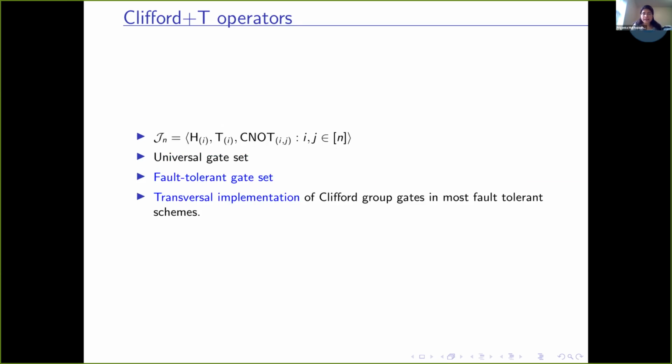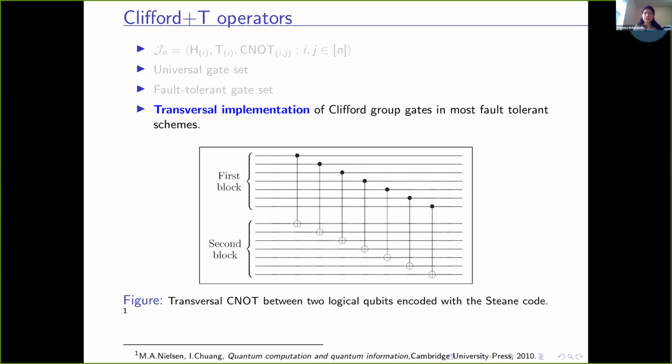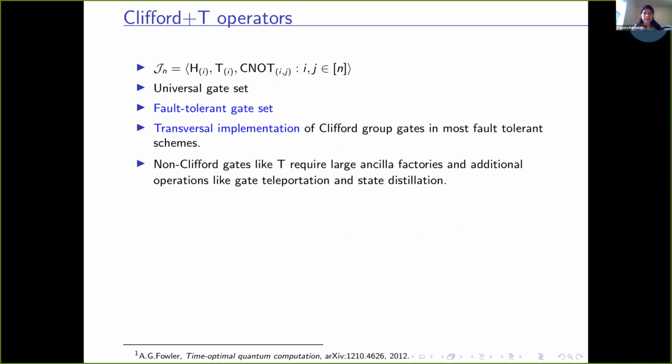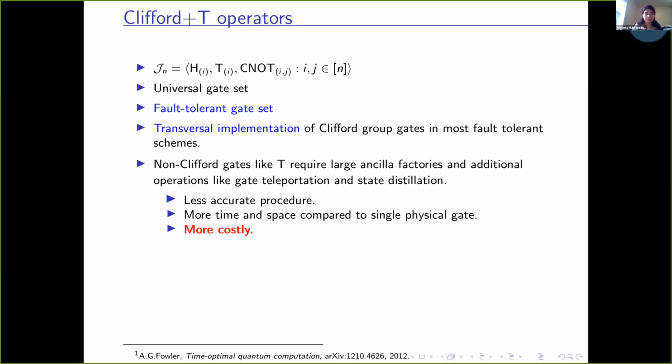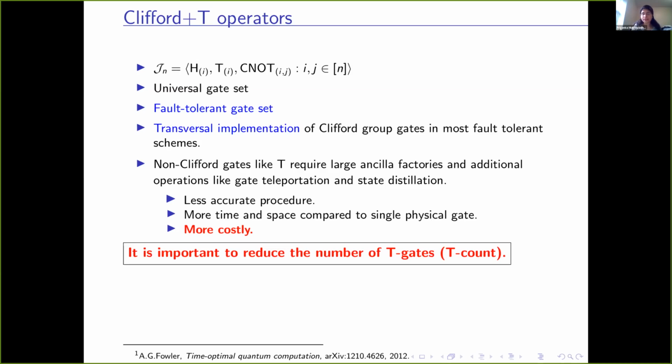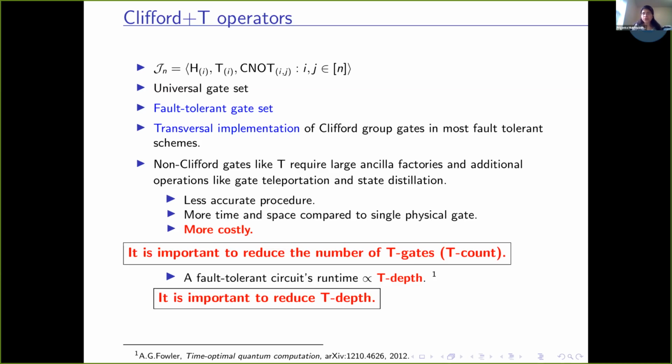Now, the Clifford group gates have a transversal implementation in most fault-tolerant schemes. For example, this is the transversal implementation of a CNOT gate between two logical qubits which have been encoded with the Steane code. And this operation is less costly. On the other hand, the non-Clifford gates like the T gates require large ancilla factories, additional operations like gate teleportation, state distillation, etc. These are less accurate procedures, they require more time and space, and hence they are more costly to implement. Thus, it is important to reduce the number of T gates or the T-count. It has been shown by Fowler that a fault-tolerant circuit's runtime is directly proportional to its T-depth. So it is also important to reduce T-depth.